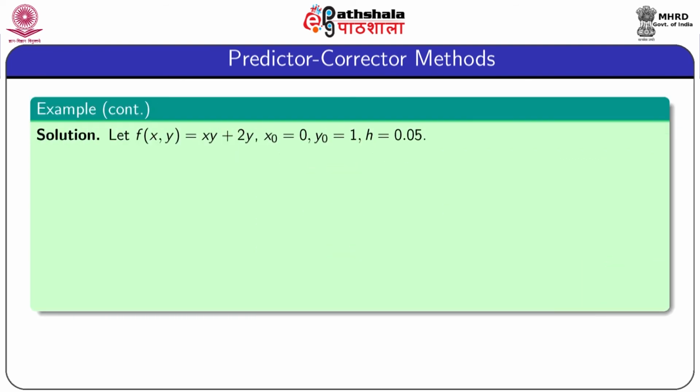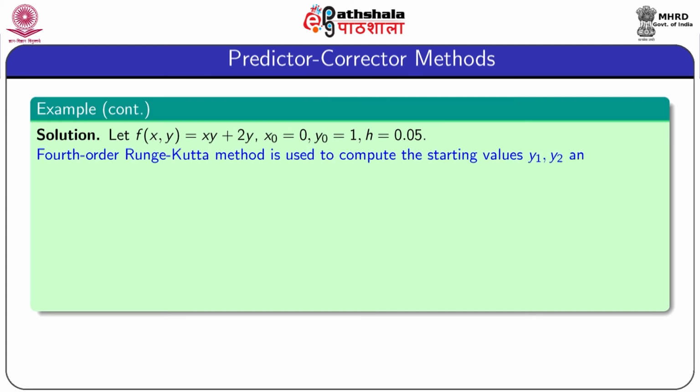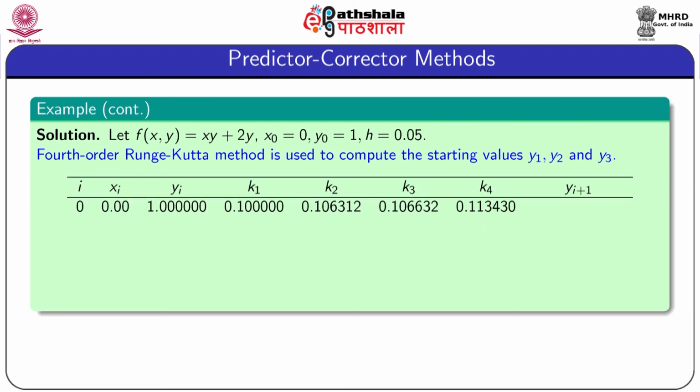Here f(x,y) = xy + 2y, x0 = 0, y0 = 1, this is the initial condition, and h is taken as 0.05. Now, the fourth order Runge-Kutta method is used to compute the starting values y1, y2 and y3. The first row determines the value of k1, k2, k3 and k4, which are the parameters of the fourth order Runge-Kutta method, and the value of y1 is given by this expression.